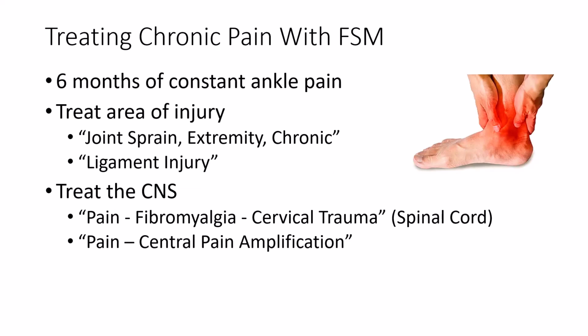So as an example, if I had an ankle sprain that was still painful 9 months after the sprain, then I would treat the ankle itself using programs like joint sprain, extremity chronic, or ligament injury protocol. And then in addition, I would treat the central component with programs like pain, fibromyalgia, cervical trauma, which is a treatment of the spinal cord. And I would also use central pain amplification, which treats the brain components.